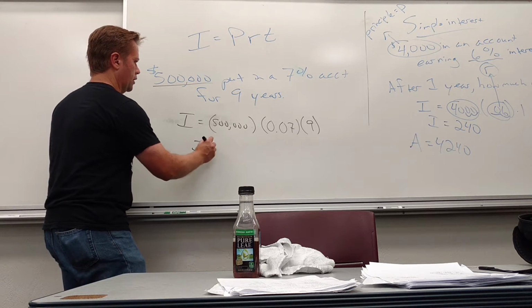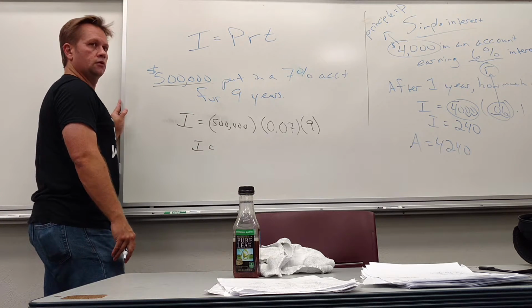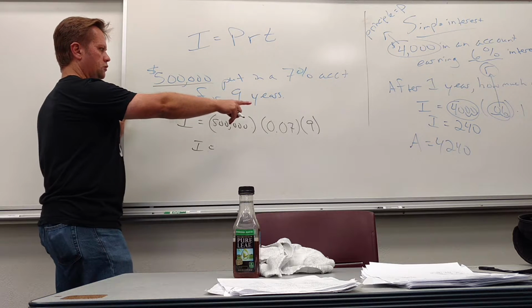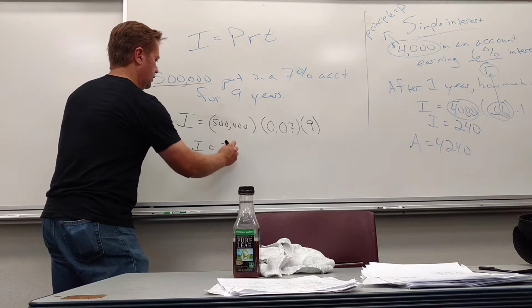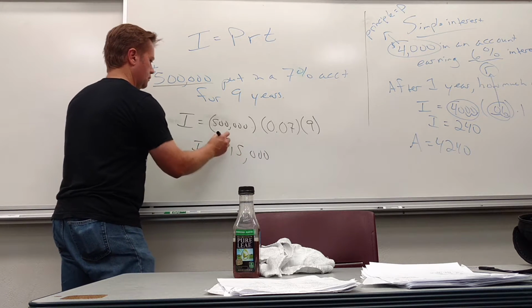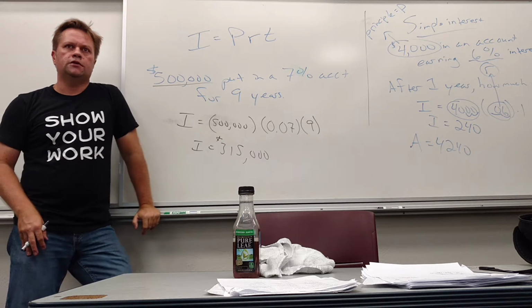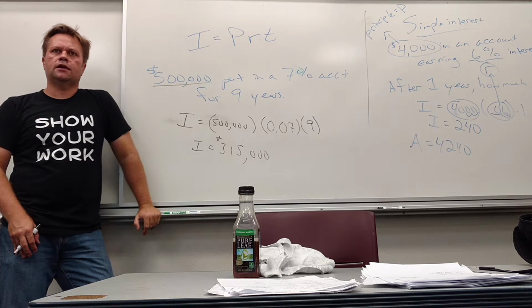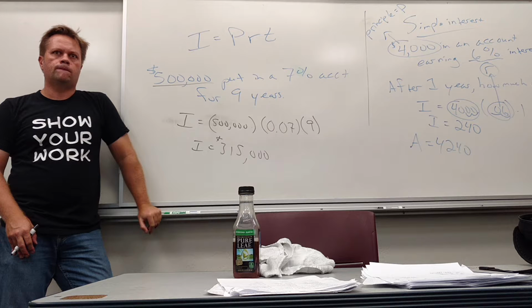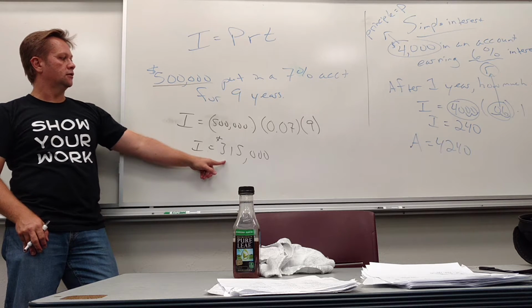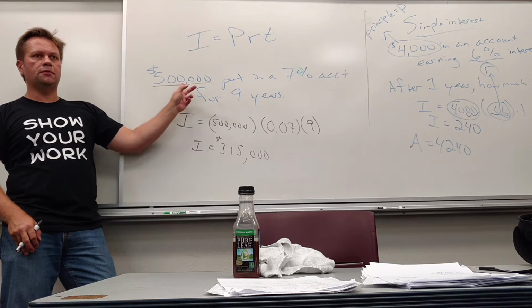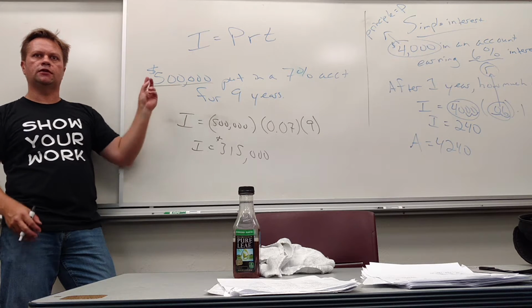So what do you guys get when you multiply all that together? 45,000. Did you do times 9? 315,000. 315,000? That sounds right. Exactly. Good. So that's how much interest was made. So they almost doubled. That's 315,000 on top of this after 9 years.